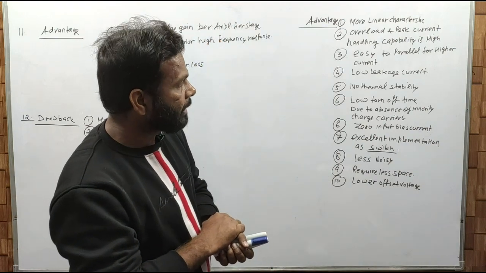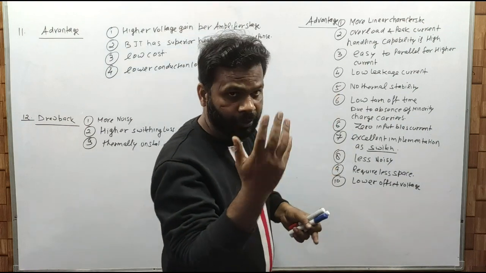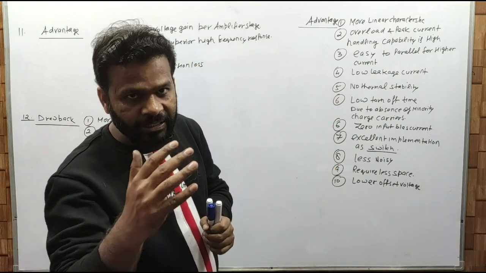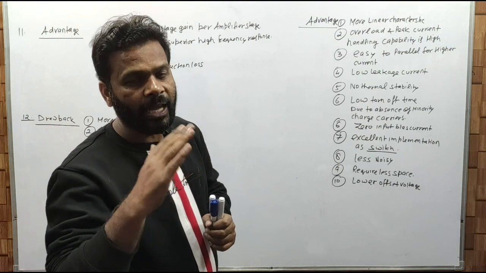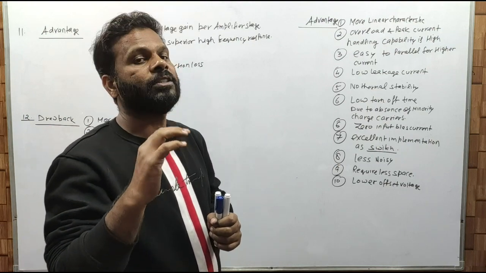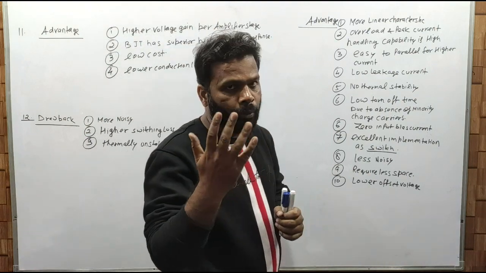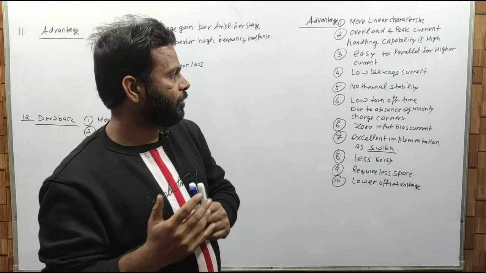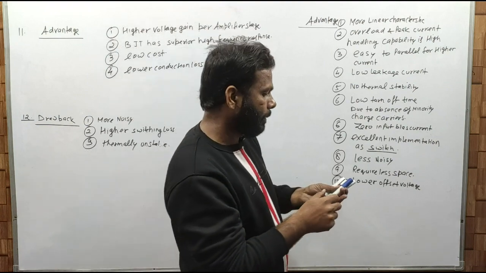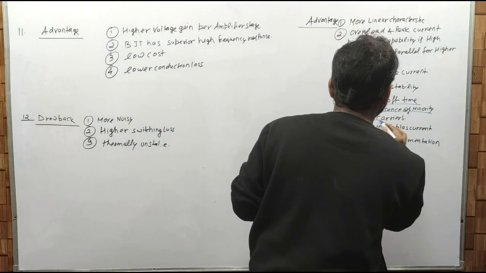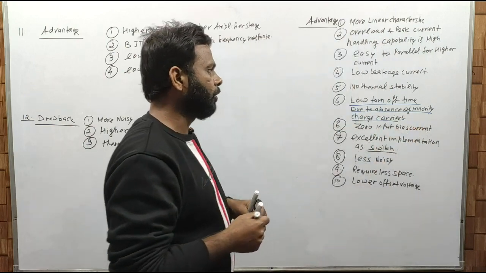Low leakage current. That means input resistance is high. No thermal stability because the alpha is changing. This JFET and FET is having the property of changing alpha from positive to negative. So no thermal stability, and mobility is decreasing as temperature increases. Low turn off time. So due to absence of minority charge carrier, these are having low turn off time.